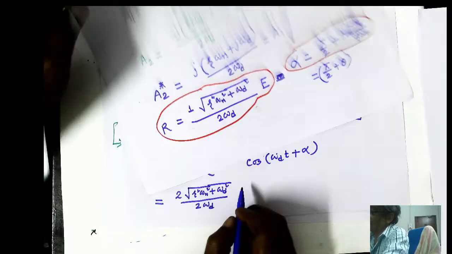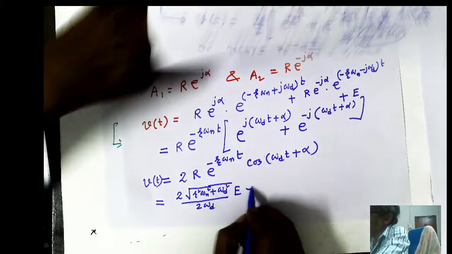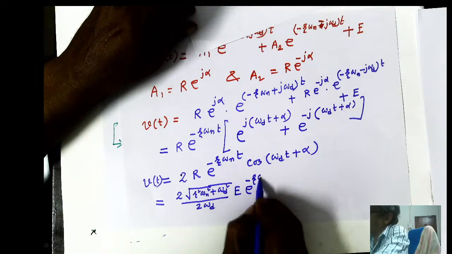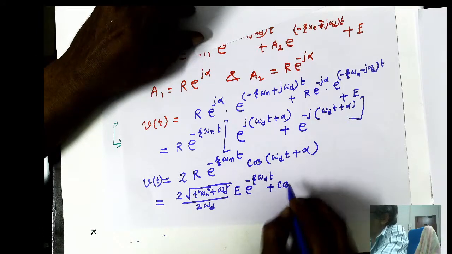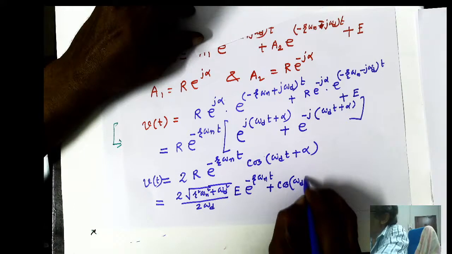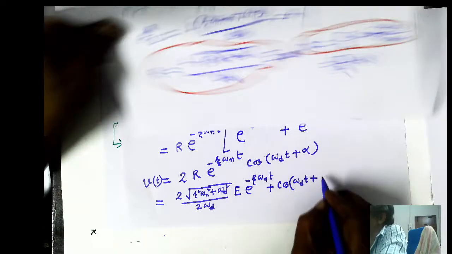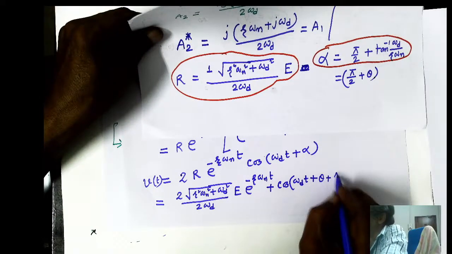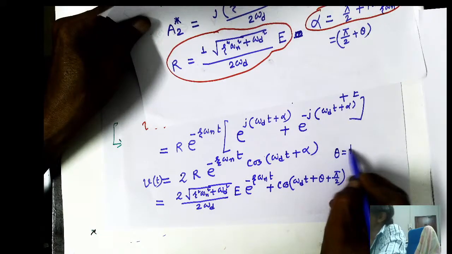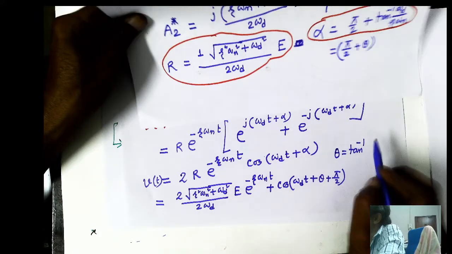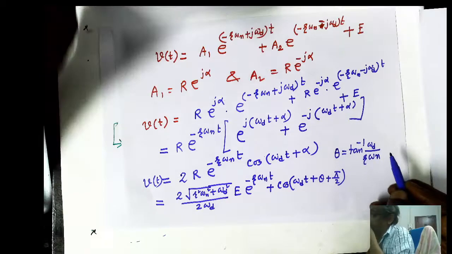into e to the power minus zeta omega n t, plus cosine omega d t plus alpha. Alpha is pi by 2 plus theta. So theta plus pi by 2. Theta is the acute angle, which is tan inverse omega d by zeta omega n. This will be the thing.